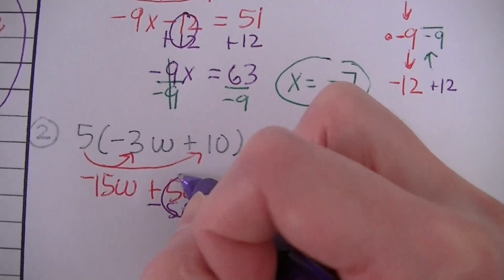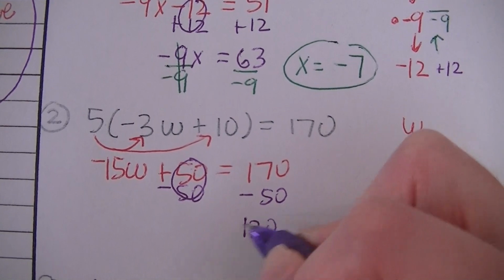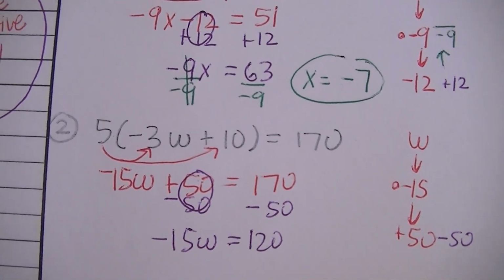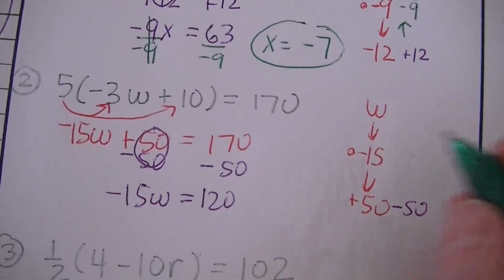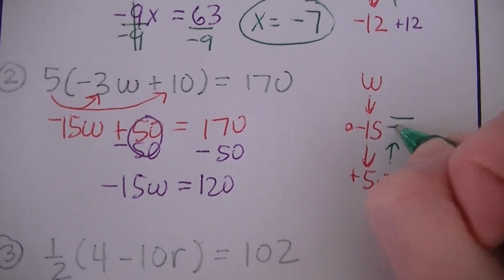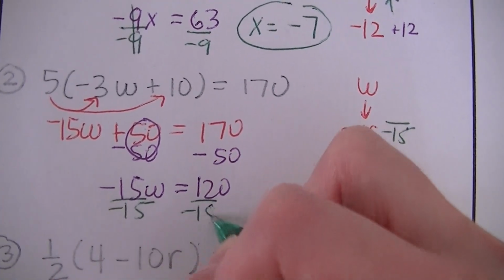50 take away 50 is 0. 170 take away 50 is 120. And bring everything down. Okay, then from there, you're going to go up after you've simplified it down there. Inverse operation of multiply by -15 is to divide by -15. Do that to both sides of that equal sign.